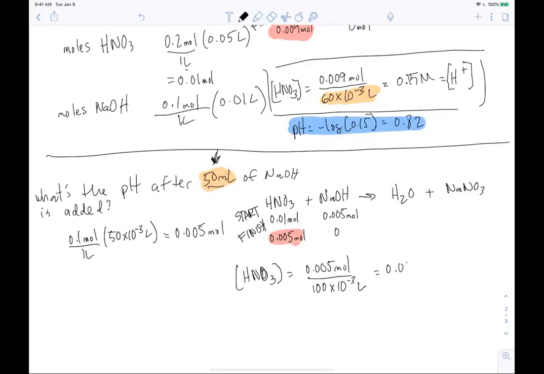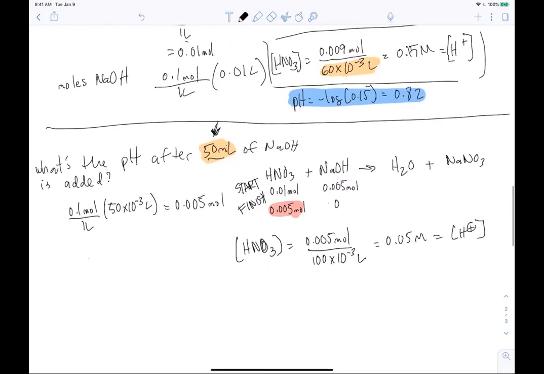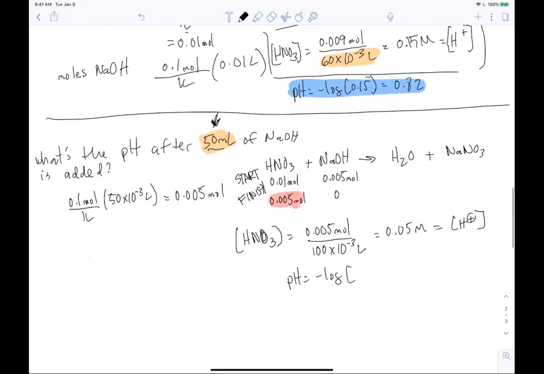And I end up with 0.05 molar in nitric acid, which is equal to my proton concentration, and that allows me to calculate my pH. I'll answer that question in 1 second. So somebody asked the question, so now we see that our pH has increased again to 1.3 from 0.82. So that's our expected result, is that the pH is going to get progressively higher.